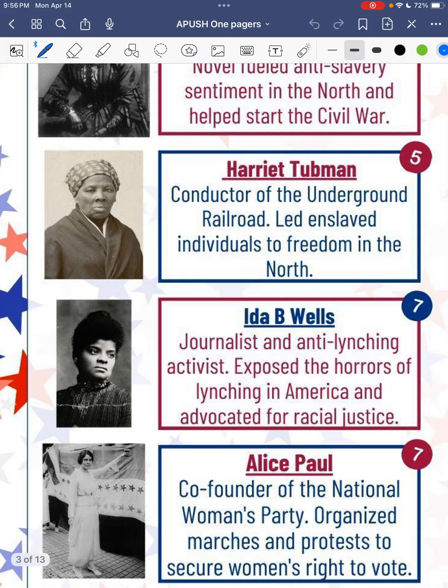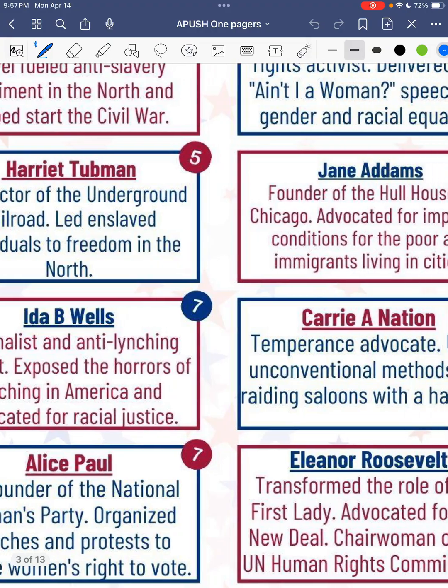Moving on to Harriet Tubman. She's a conductor on the Underground Railroad. You guys know the Underground Railroad. Not a real railroad, but a system of safe houses that African Americans could take to escape and flee to the North. She led over 300 people to freedom, going back, taking multiple trips, and was a Union spy during the Civil War as well.